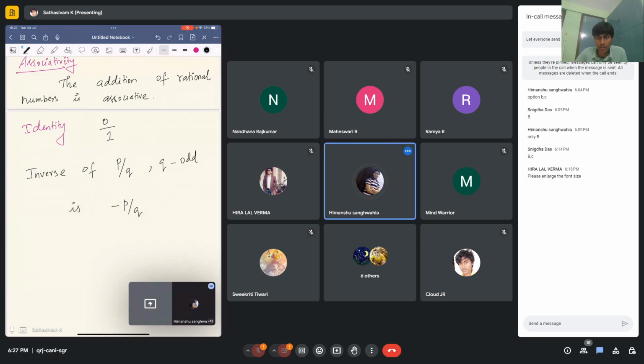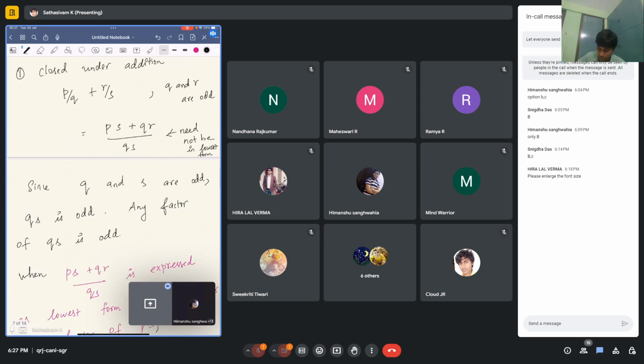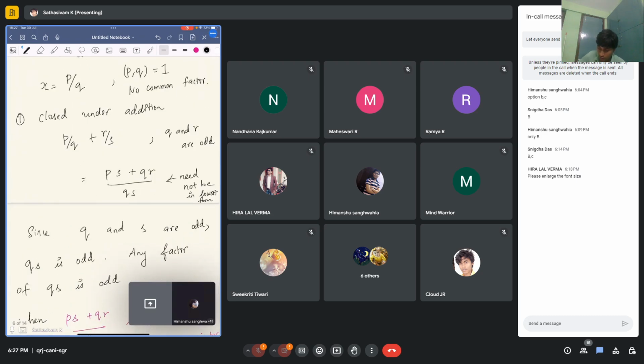Excuse me, sir. Yeah. Sir, you wrote that the addition of rational numbers is associative. Sir, it is true, but in the group we have been given, the result in the denominator is odd. Do we have to prove this or not? See, you don't have to prove it, because we already proved that it is closed under addition, right?